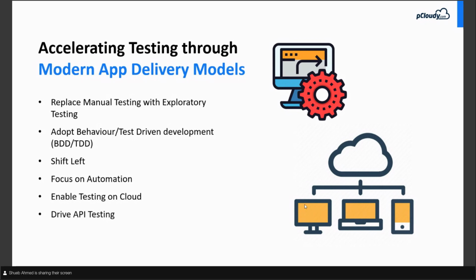And the last point is to drive API testing. It is very important to test the application programming interface directly, to see the functionality or behavior of the feature, or even to test it in terms of performance. So these are some of the important points on how you adopt the modern application delivery models.